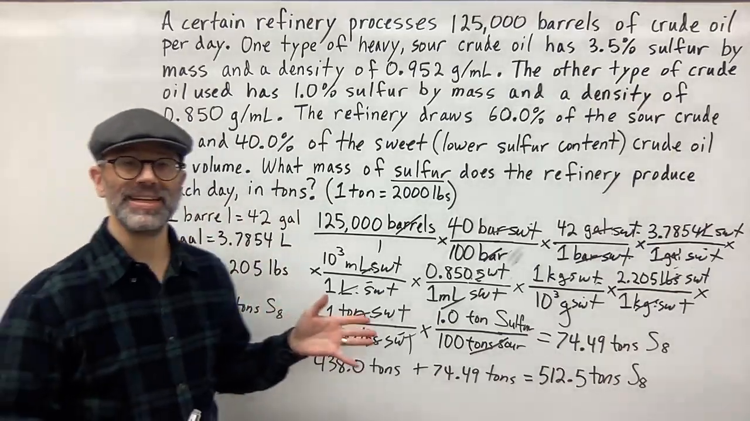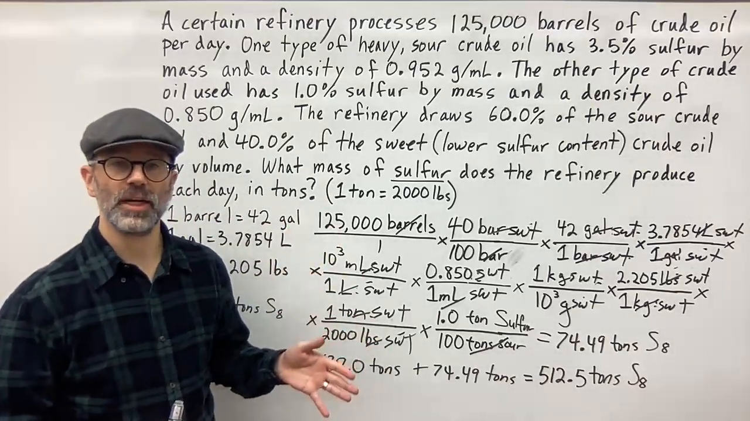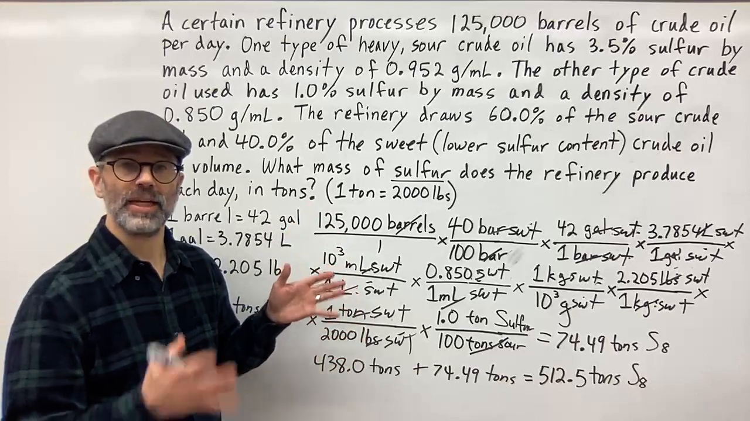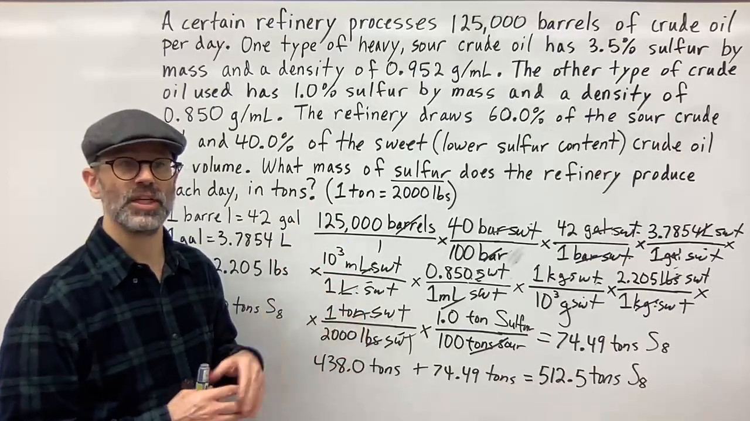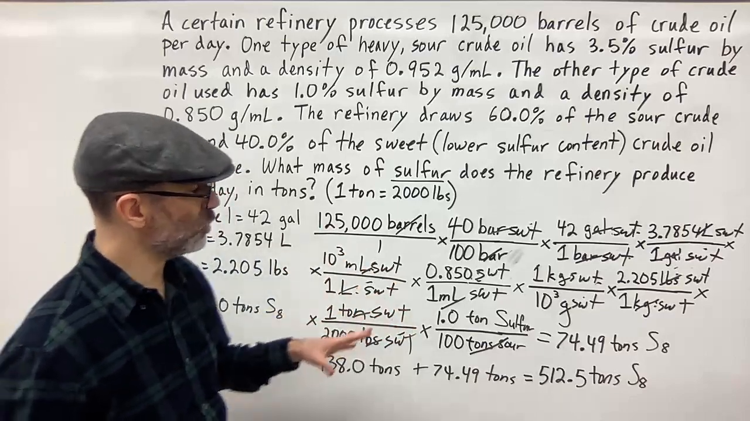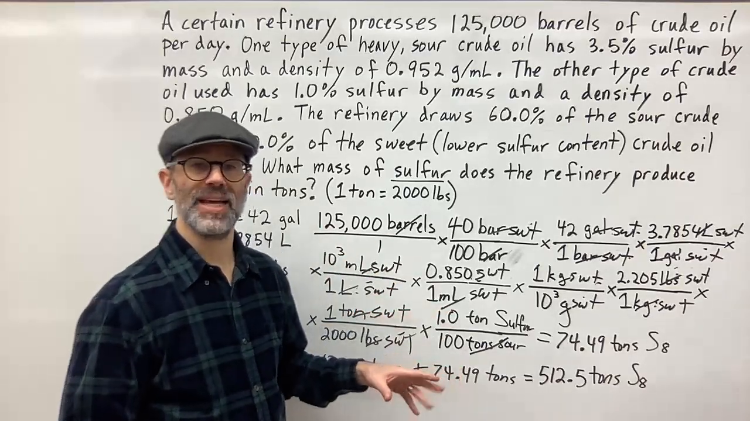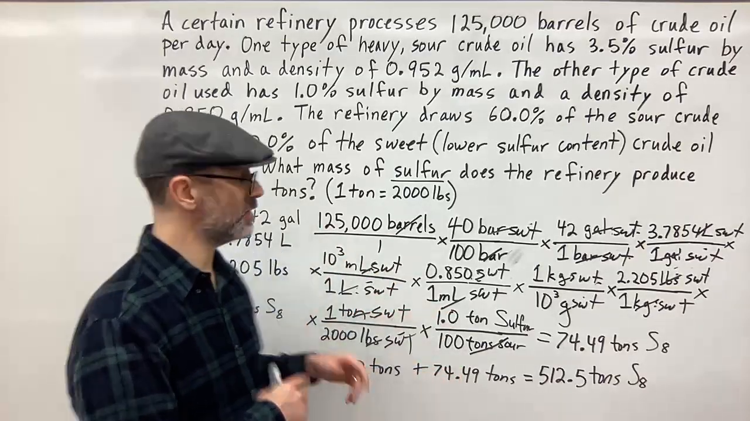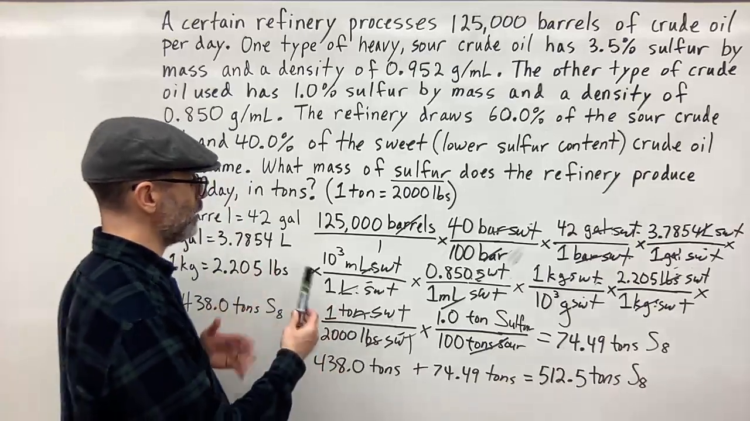Now we have to figure out what our sig figs are. So when you're multiplying and dividing, your sig figs are going to be related to the least number of sig figs. So remember, when you're multiplying and dividing, your answer should have the same number of sig figs as the least number of sig figs of your measurements.